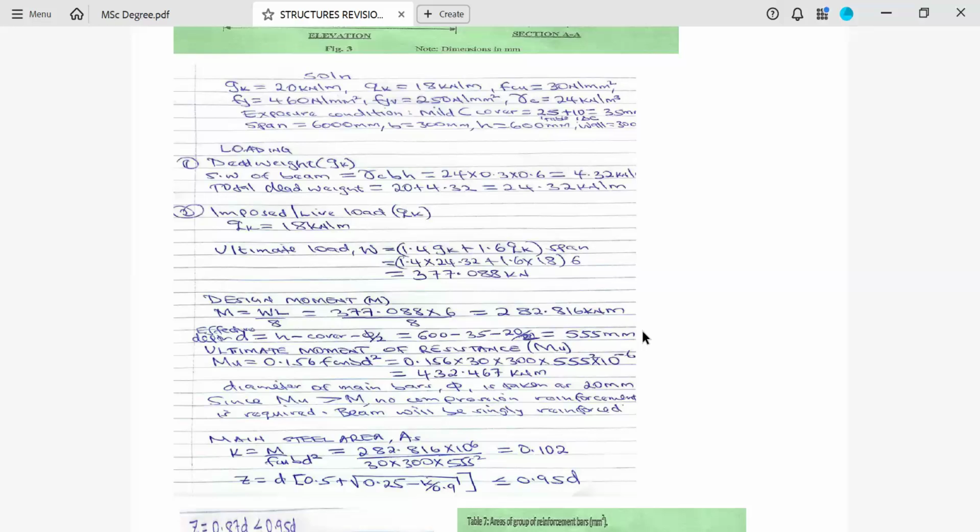For example, you cannot take a diameter of bar as 14 millimeter. Why? Because in our reinforcement table, we don't have a bar with 14 millimeter. We only have 8, 10, 12, 16, 20, 25, etc. Now you have to pick a value from the customary diameters given in the table of reinforcement.